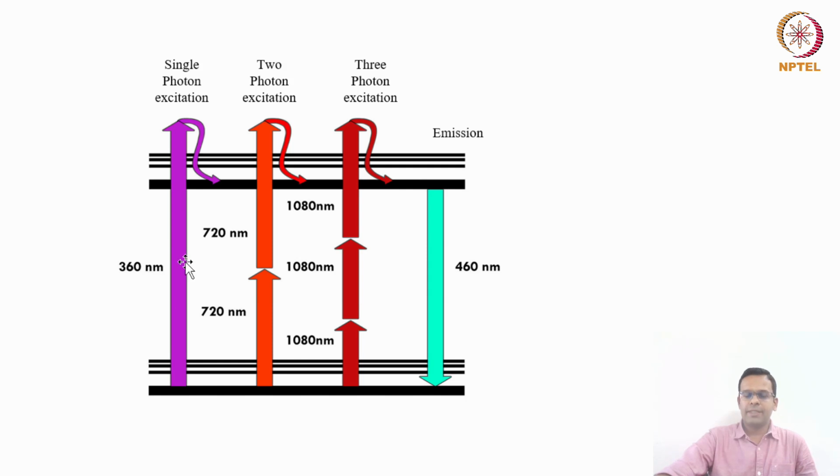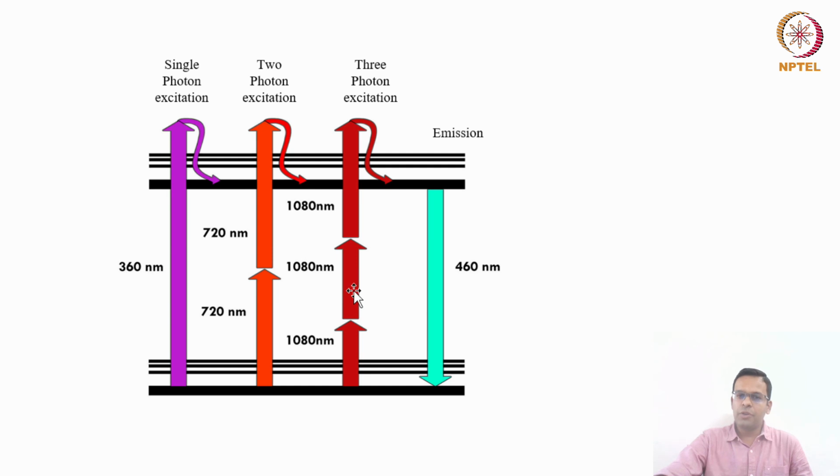This is a single photon excitation, in which you will use light of 360 nanometer, which has the higher energy. So a single photon can excite the electrons from the ground state to the higher orbit. The other way is two photon excitation, in which you use light of 720 nanometer, so half the energy of this 360 nanometer light, and these two photons should arrive at the same position at the same time, within 1 femtosecond, so that they can impart the same energy to excite the electrons from the ground state to the higher orbit.